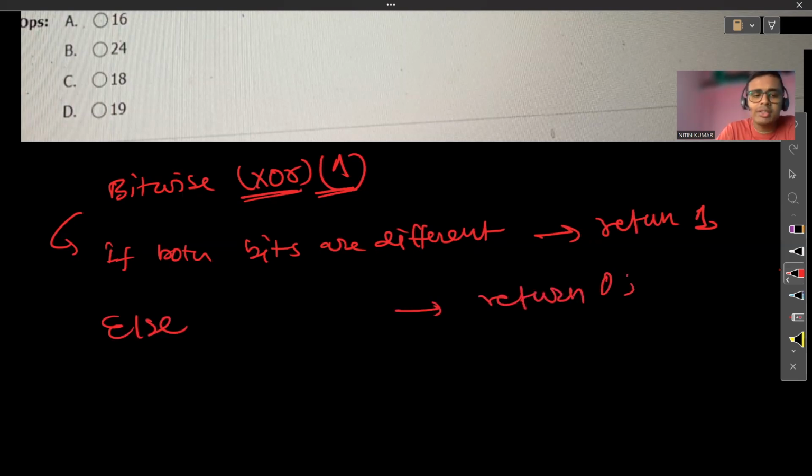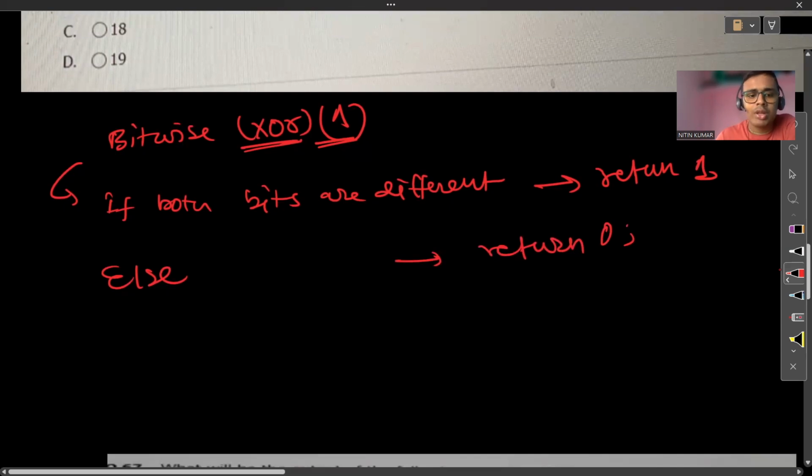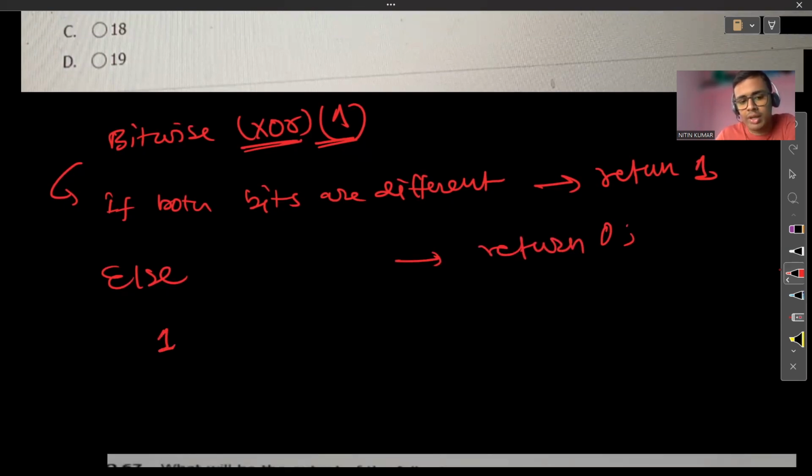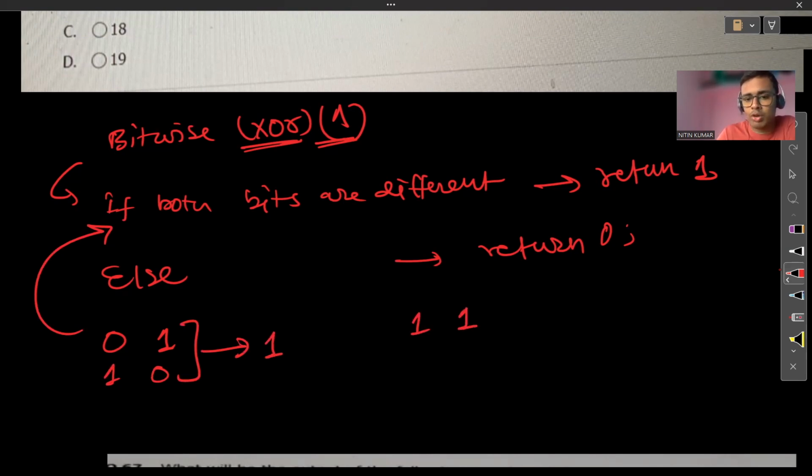Okay, what does this mean? Let's take an example. If the first bit is 0 and the other bit is 1, that means both bits are different. Or if the first bit is 1 and the second bit is 0, this is the same case. If both of them are different, then we return 1. And if both are the same, both bits 1 or both bits 0, then we return 0.